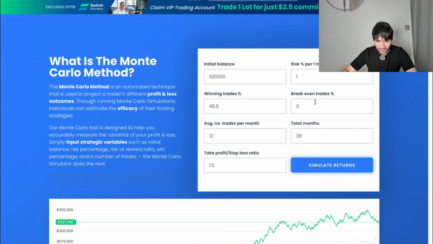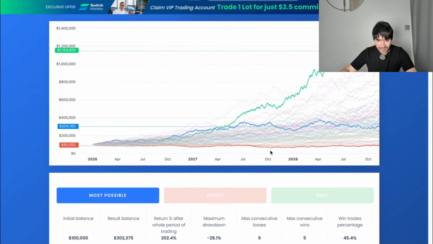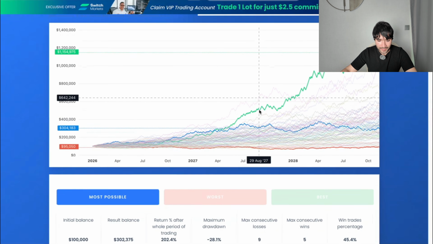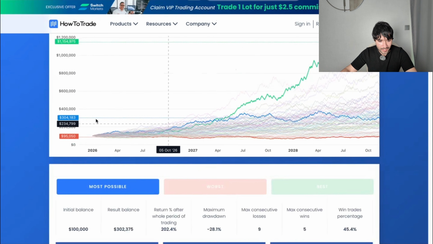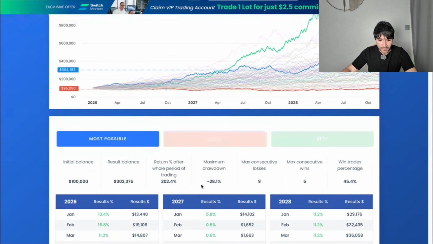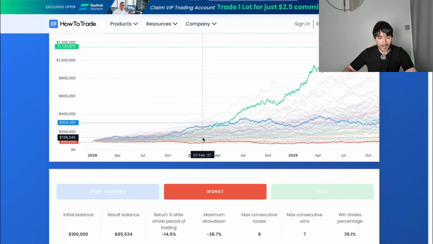And what we can do here is actually play with our risk. So if you were to risk 2% per trade, you can see on your best case scenario, you have absolutely crazy growth, but keep in mind, you will face higher drawdown periods. Of course, with the most possible case, again, you're up 200%, but you're going to be facing more drawdown the more risk you take on. And in the worst case scenario, this system is about break even.